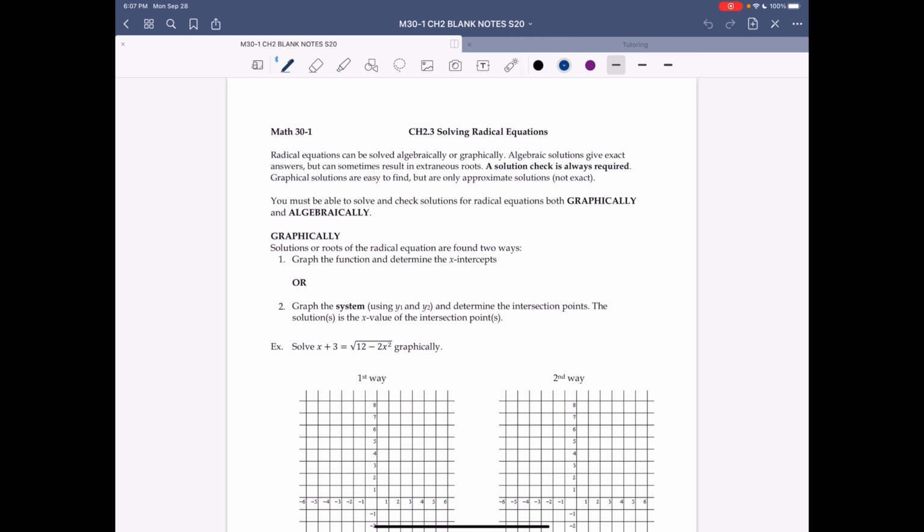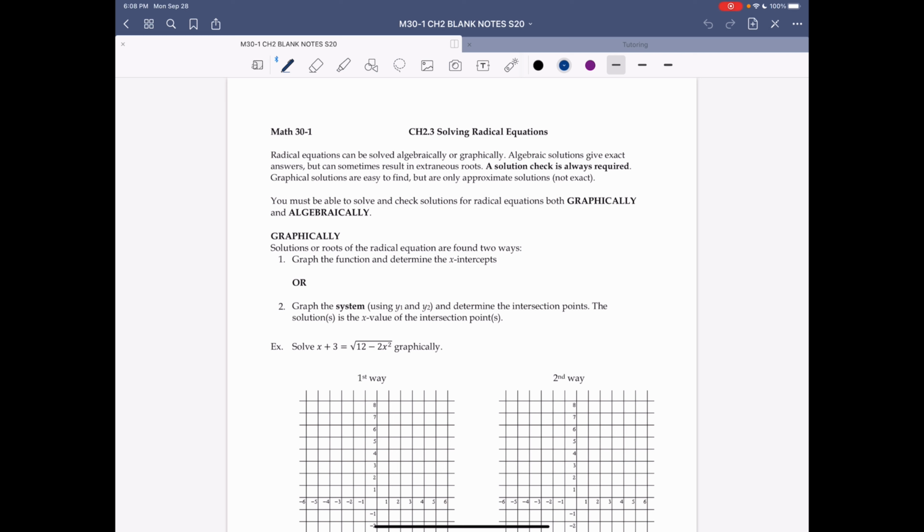This lesson is on section 2.3, solving radical equations. Radical equations can be solved either algebraically or graphically. Algebraic solutions give exact answers, but can sometimes result in extraneous roots, so we always have to check our answers when we solve algebraically. Graphical solutions are easier to find, but they're only approximate solutions, so we can't get exact values all the time. You must be able to solve radical equations both graphically and algebraically.